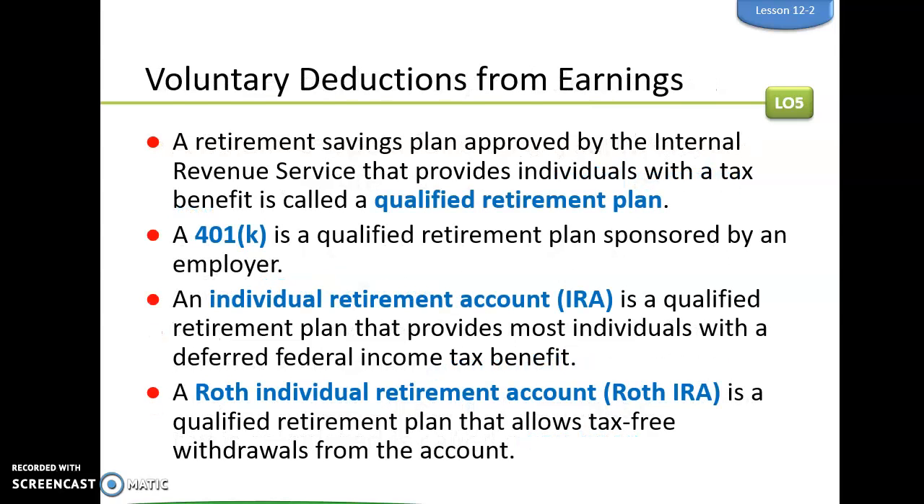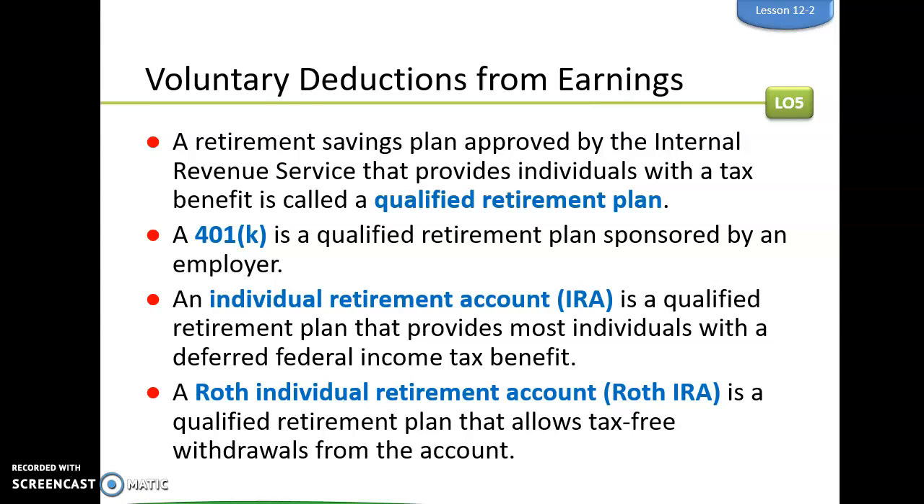So a retirement savings plan, these are voluntary deductions from earnings. A retirement savings plan approved by the Internal Revenue Service that provides individuals with a tax benefit is called a qualified retirement plan. You may have heard of a 401k. That's a qualified retirement plan sponsored by an employer. So you can't just go open up a 401k. It has to be sponsored by your employer.